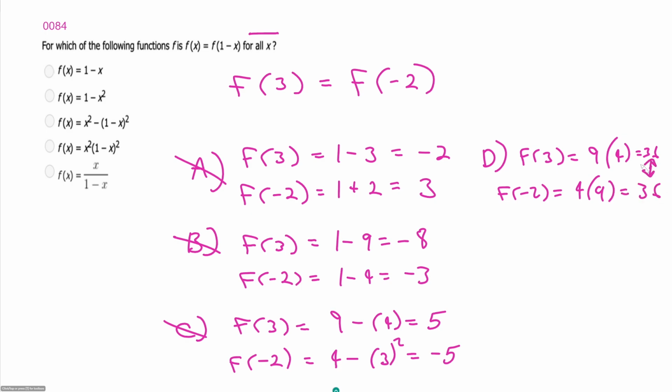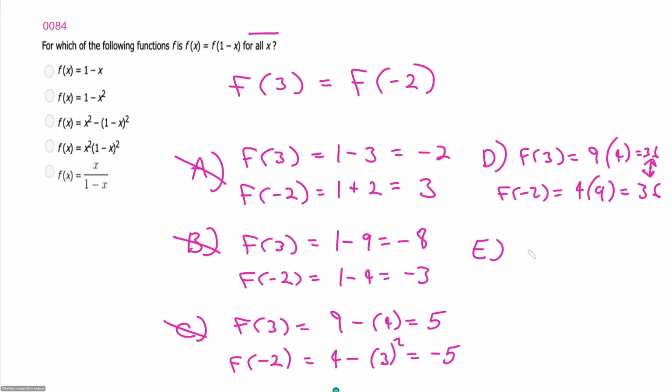If you were short on time or a little bit cocky, you could select D as your answer choice. But remember, we have not proven D is the answer yet. We have just shown that this example here works. And we can prove D is the answer if we can eliminate E. So let's try and do that.